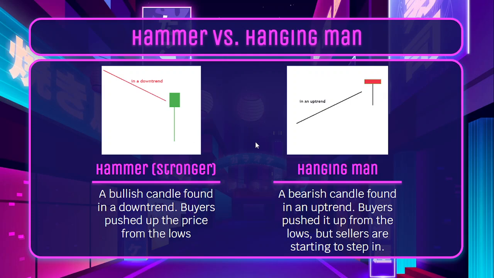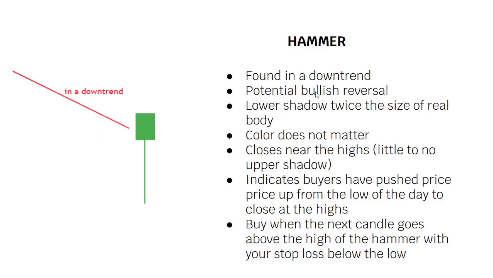And the hanging man is the opposite. So the hanging man is the same candle as a hammer. So if you were looking at them, they would look the same. But it's found in an uptrend. So buyers push it up from the lows, but sellers are starting to step in. So we'll go over that in a second. Let's talk about the hammer first. So we find hammers in a downtrend, and it's a potential bullish reversal.